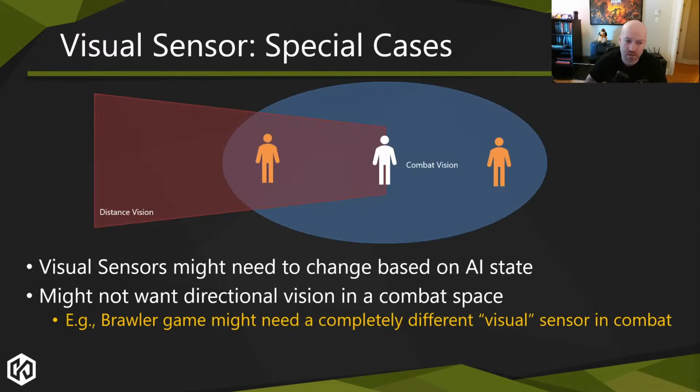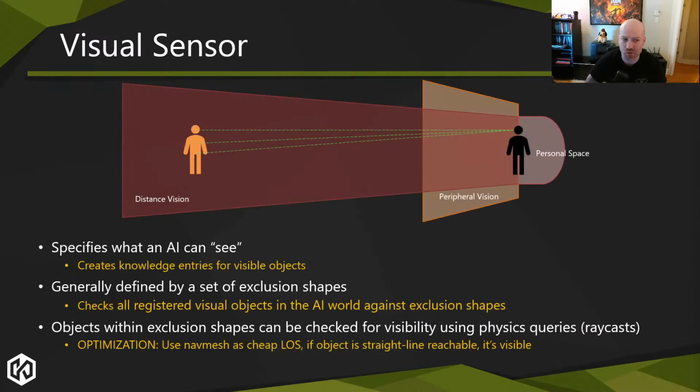Special cases, as I said, in combat, sometimes you may need different setups. So let's say you're doing a brawling game. When the character is in idle and navigating around, you might want a visual sensor that looks more like this. They're patrolling. You want to have a bit of stealth gameplay where you can go in and out of their cones, hide and seek, get the detection little bar above their heads and all that kind of stuff.